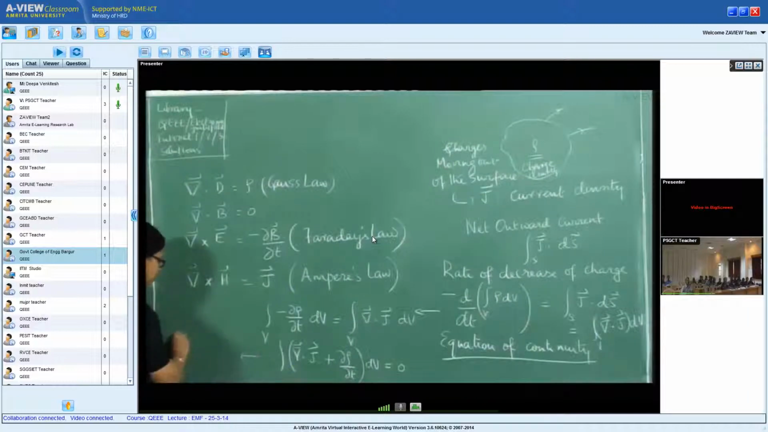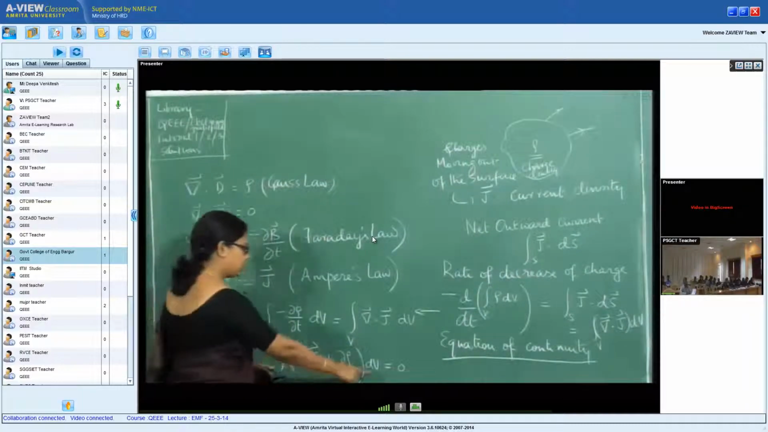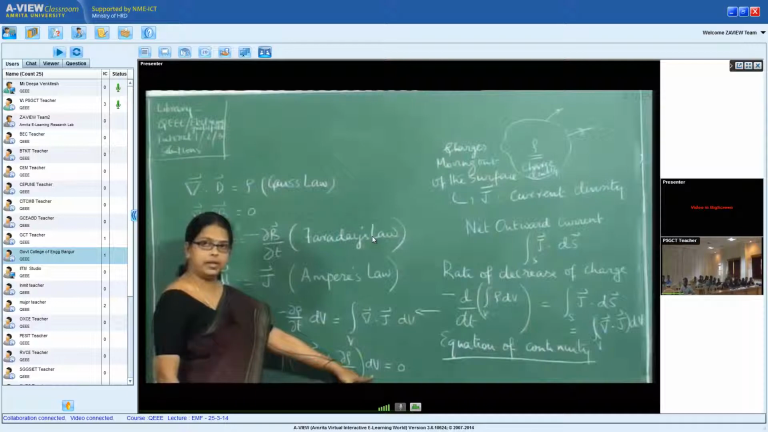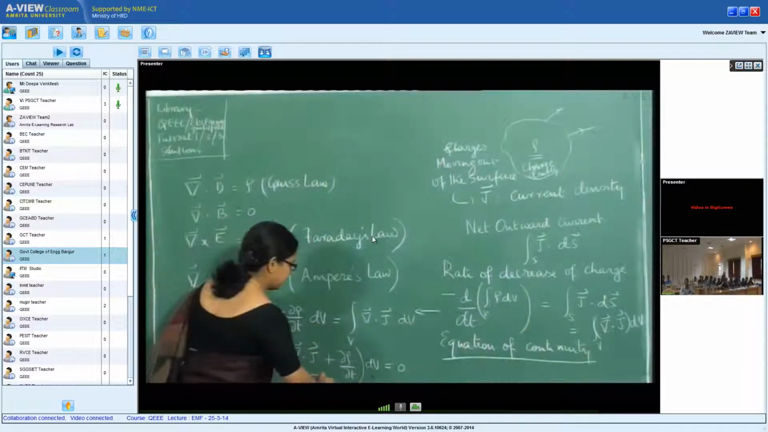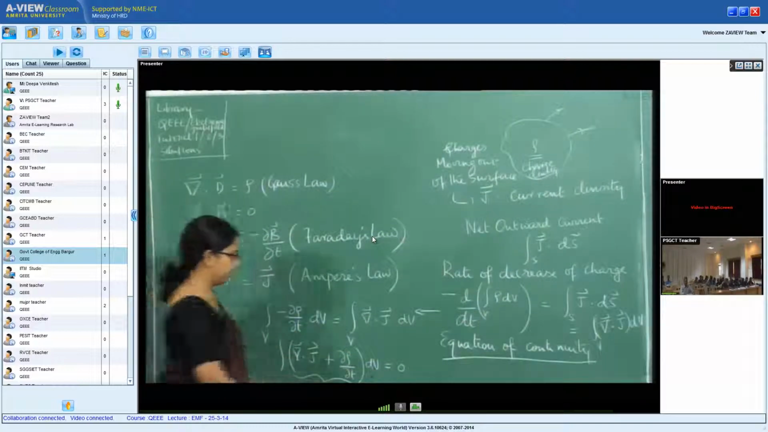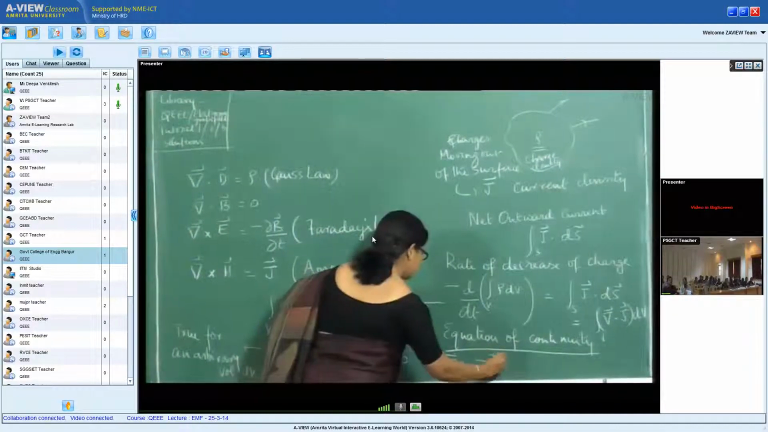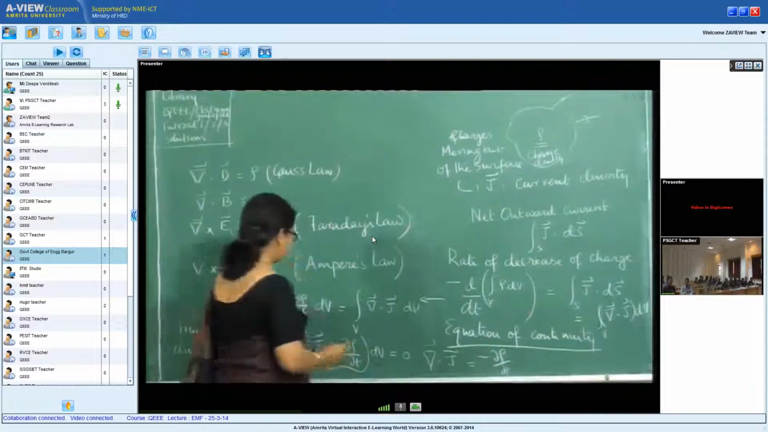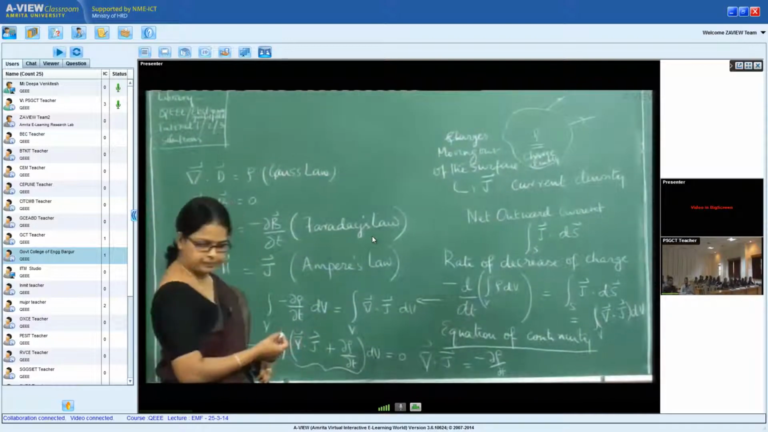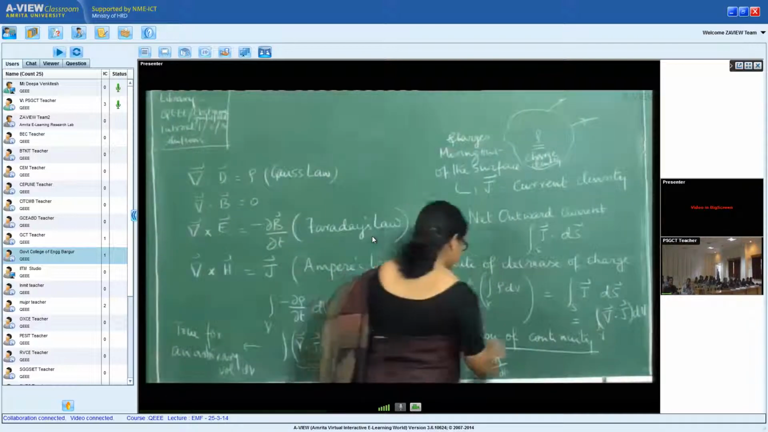Now this is true for an arbitrary volume dV that I consider. So if the right hand side is 0 for any volume dV, it has to imply that divergence J equals minus del rho by del t. This is my equation of continuity.